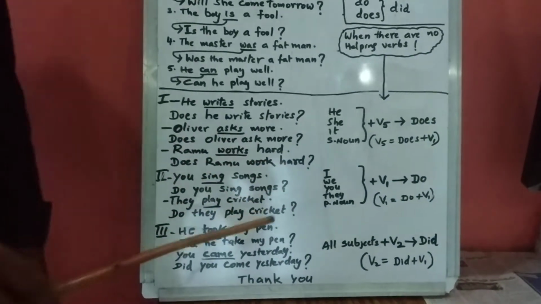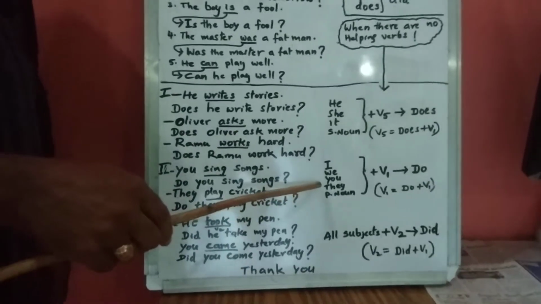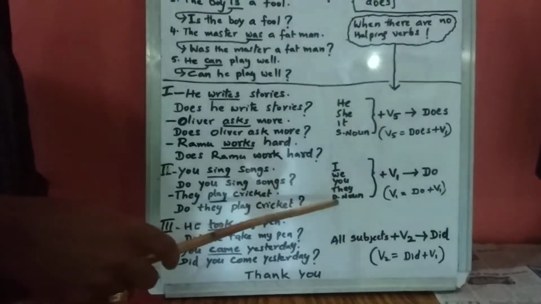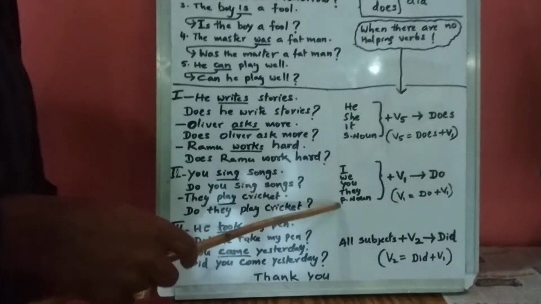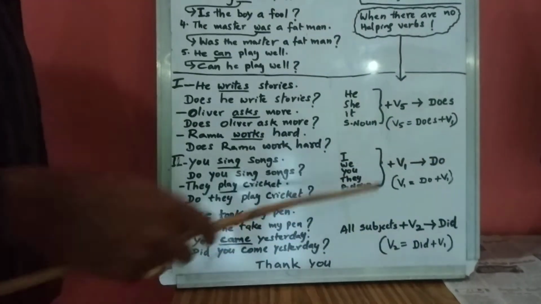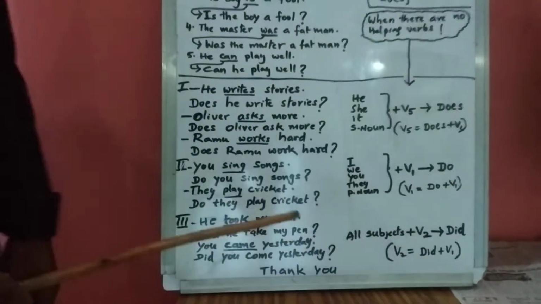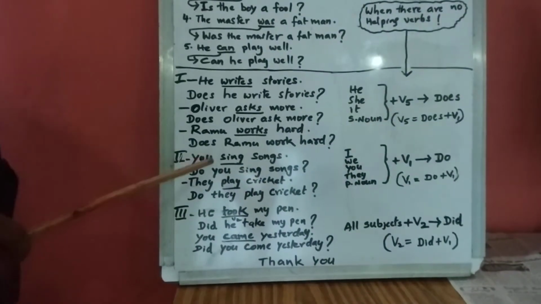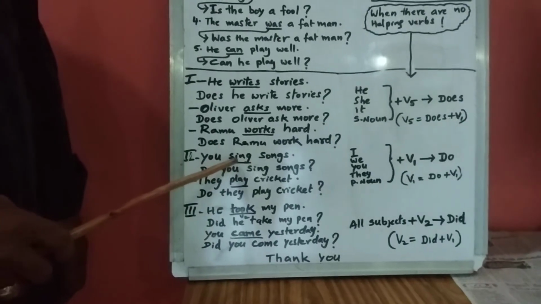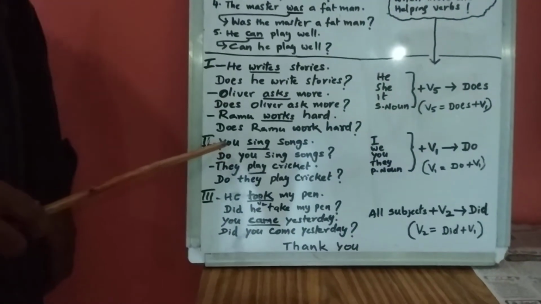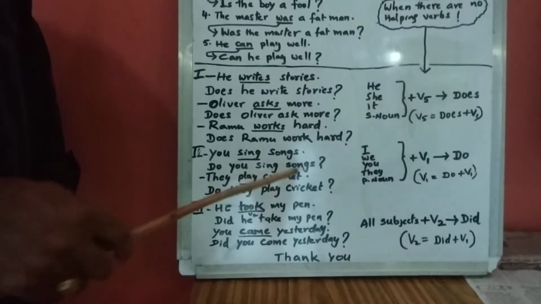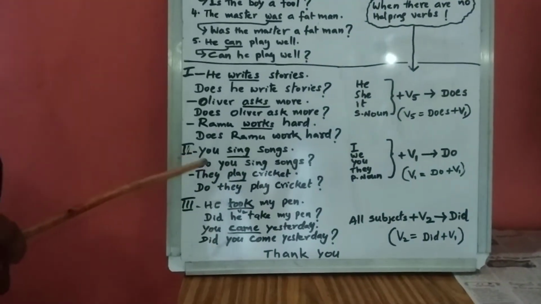And come to first person, second person, and plural. Here I, we, you, they, and plural nouns. If you see these in the subject place, then V1 is also available. Then use only do. So V1 becomes do plus V1. Example: you sing songs. Here sing is V1. Then do is used. So put do before the subject. Do you sing songs? It becomes a yes or no question.